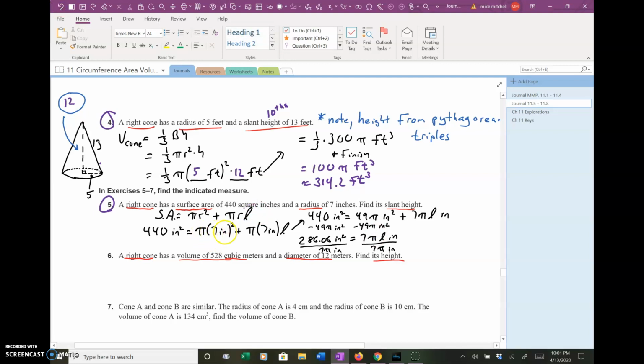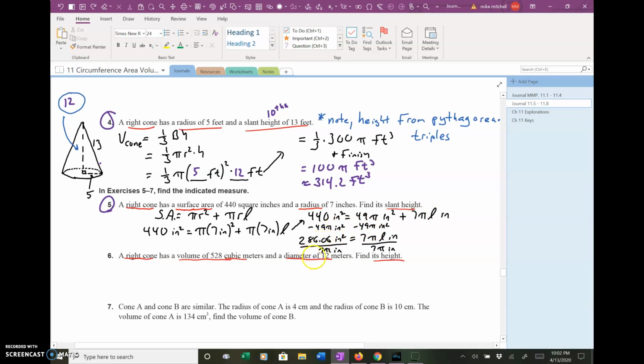So I got pi times 7 inches squared plus pi times 7 inches times L. 7 inches squared, that gives us the 49 over here. So we got 49 pi. I subtract that 49 pi. So notice I got the 7 pi L over here. I just used a little associative and commutative property to rewrite that. Subtract 49 pi.